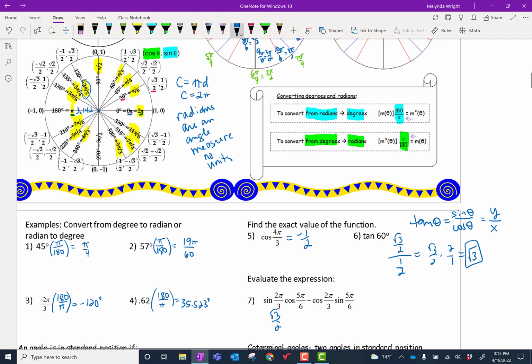Okay, now we go to 5 pi over 6. These are being multiplied. 5 pi over 6 is right here. And we want cosine of 5 pi over 6, which would be -√3/2, minus. All right, now let's go to 2 pi over 3 again. 2 pi over 3 was here. We want cosine. So that's the x value. And then we want sine of 5 pi over 6. Sine is the y value.